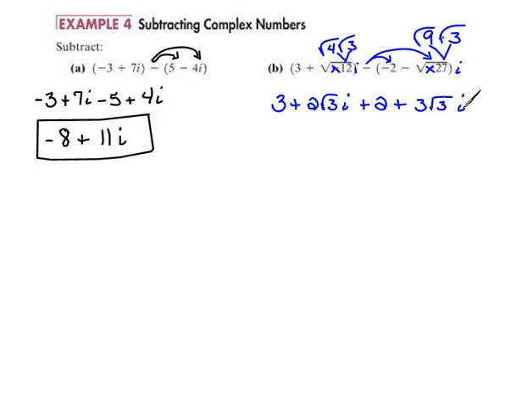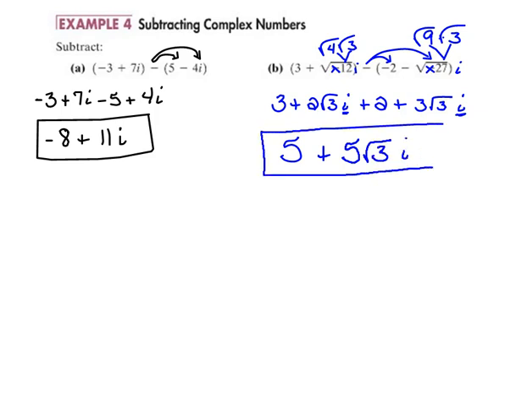Now we can combine our like terms. For our real number parts, we have 3 and 2, which would be 5. Now for our imaginary parts, not only are we dealing with the imaginaries, but remember, to be able to add radicals, you must have the exact same index, the exact same radicand. So this is like saying 2 of those square root of 3 i's plus 3 of those square root of 3 i's would be a positive 5 square root of 3 i's. So this is what that would simplify to.